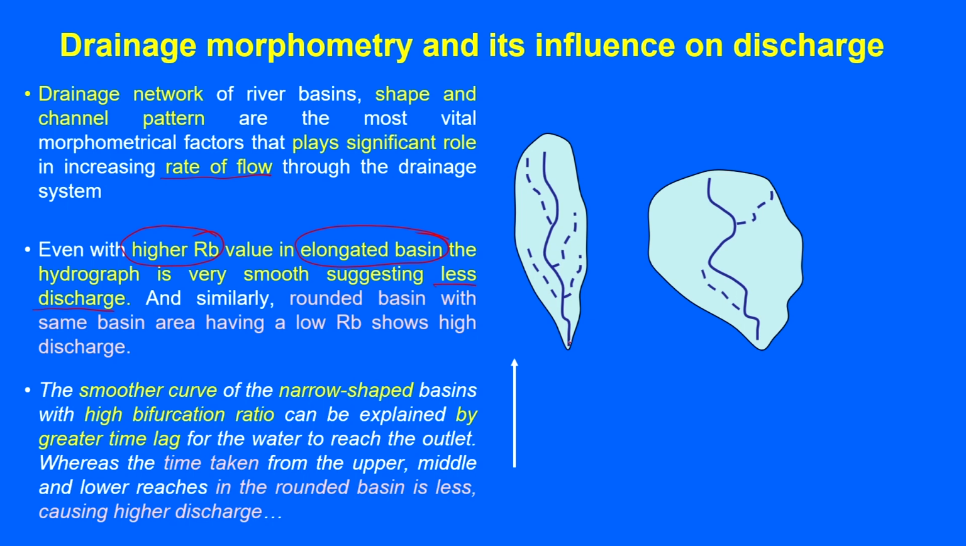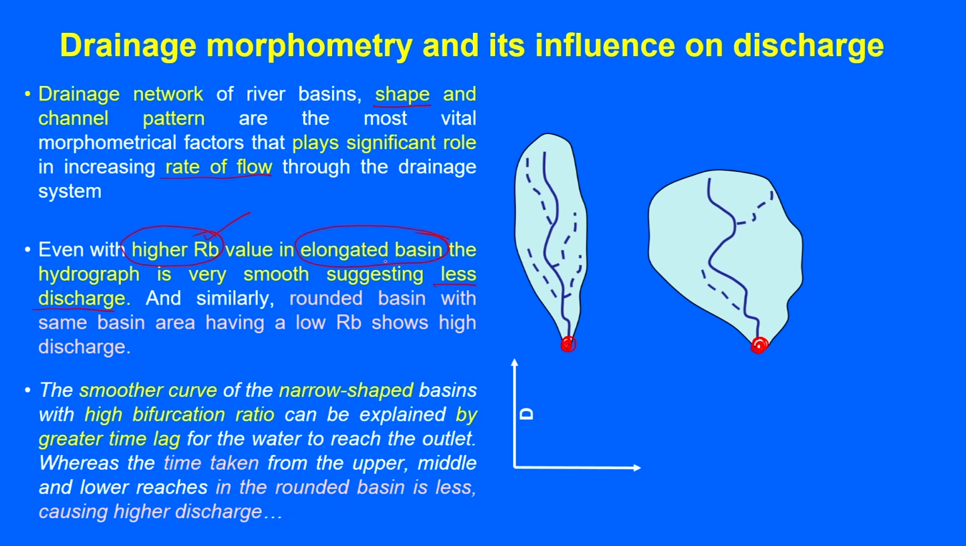So the aim is to know what will be the discharge here in this case, and what will be the discharge here. As we have been talking about, the shape of the basin will also play an important role, and of course, along with that the bifurcation ratio is also important. But with higher bifurcation ratios, you are expecting that the flooding will be very quick.